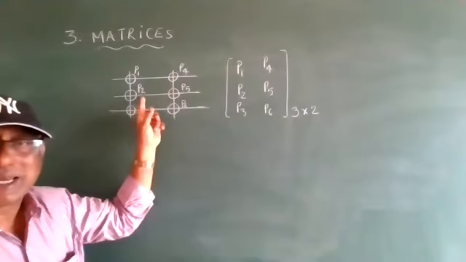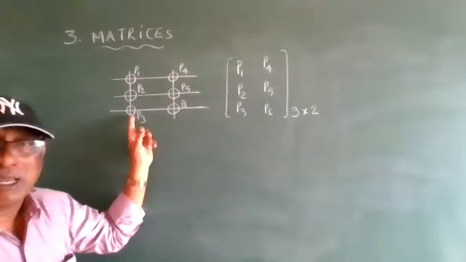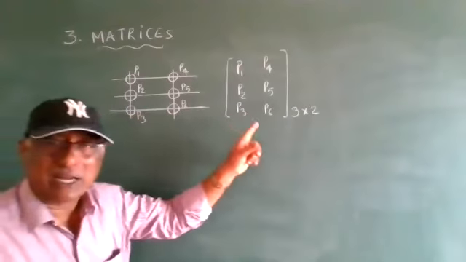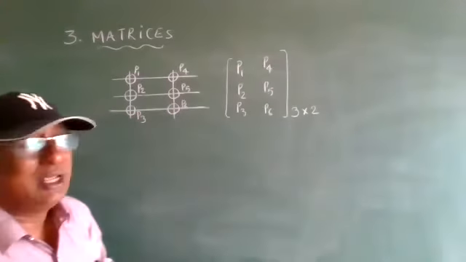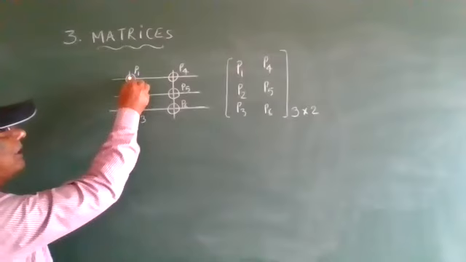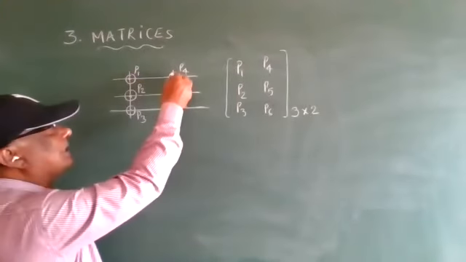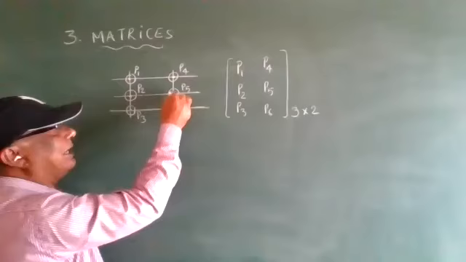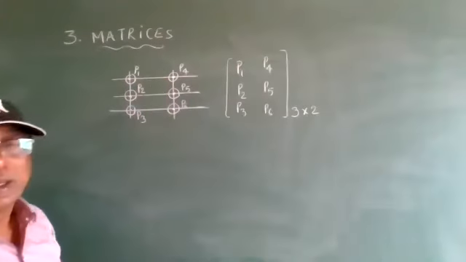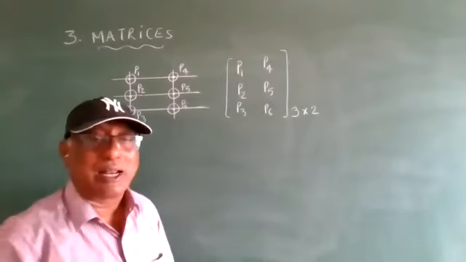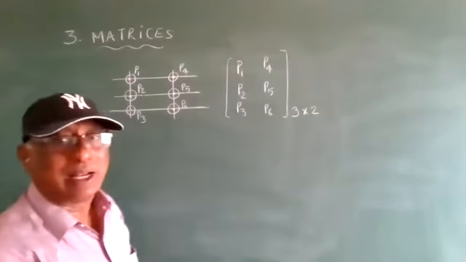P2, P3 is the second line point of intersection. P3, P6 is the third line point of intersection. That means the points of intersection are the common points. It lies on the horizontal line and it lies on the vertical line.